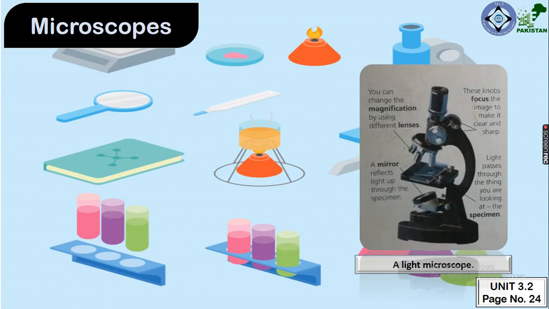A light microscope. You can change the magnification by using different lenses. These knobs focus the image to make it clear and sharp. A mirror reflects light up through the specimen. Light passes through the thing you are looking at, the specimen.